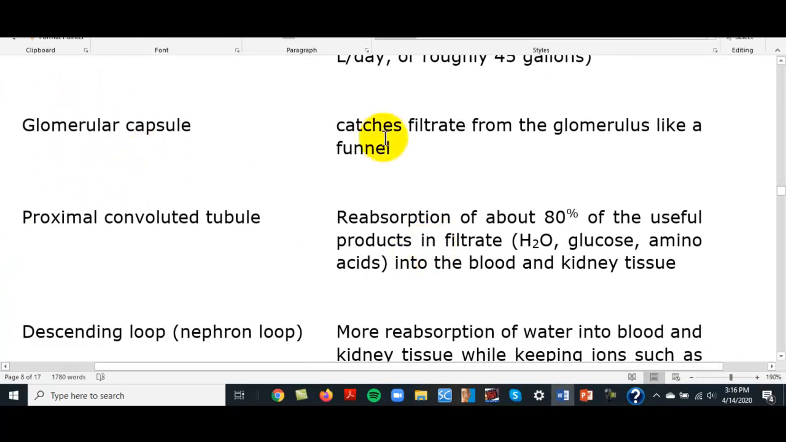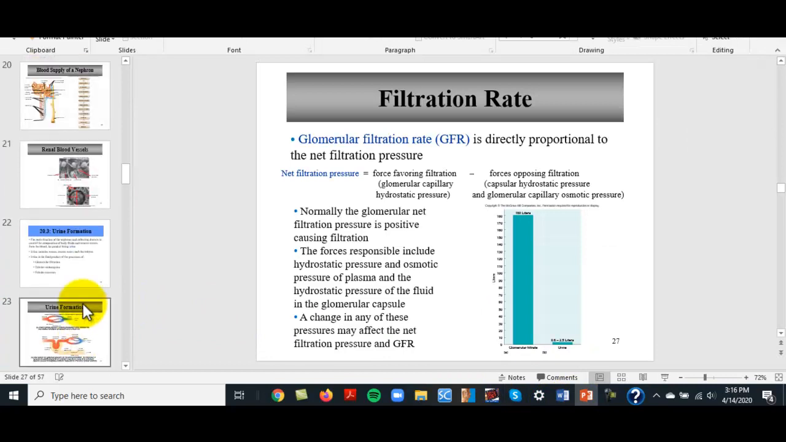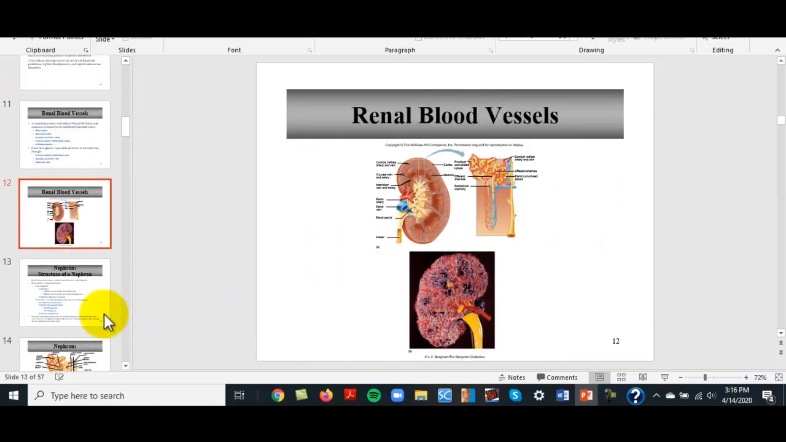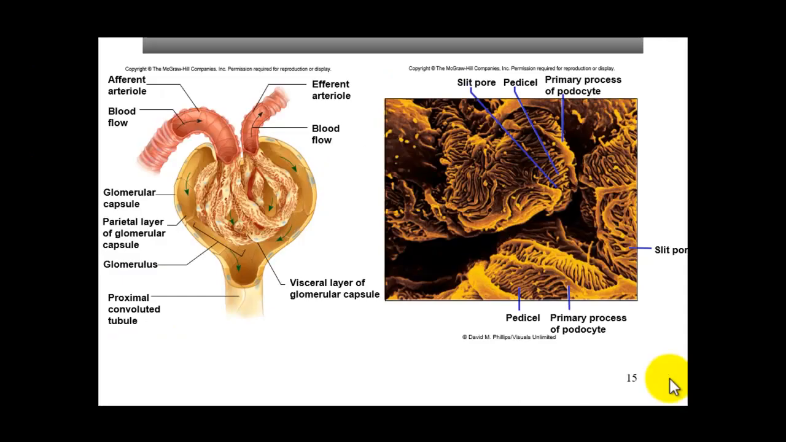All right, next, the glomerular capsule catches filtrate from the glomerulus like a funnel. If I go back up to that picture I had earlier, which I believe is this one. I would love to make that a little bigger, but here's the afferent arteriole, here's the efferent. So blood's coming in and it's making the bends, and you can see the green arrows here. They're showing what is being filtered, what will fit through these little openings in the glomerulus. And it's being captured by the glomerular capsule or Bowman's capsule. And then it's going to start going down the proximal convoluted tubule.